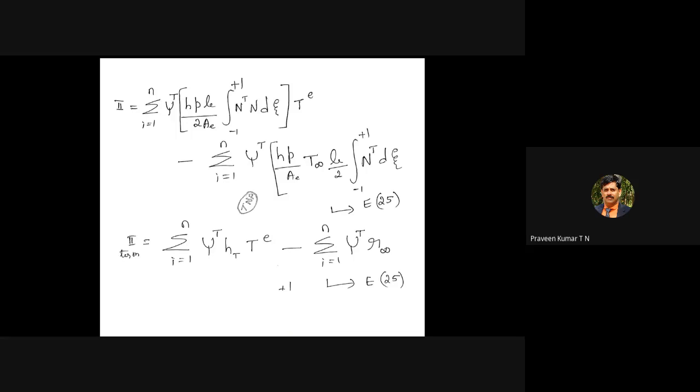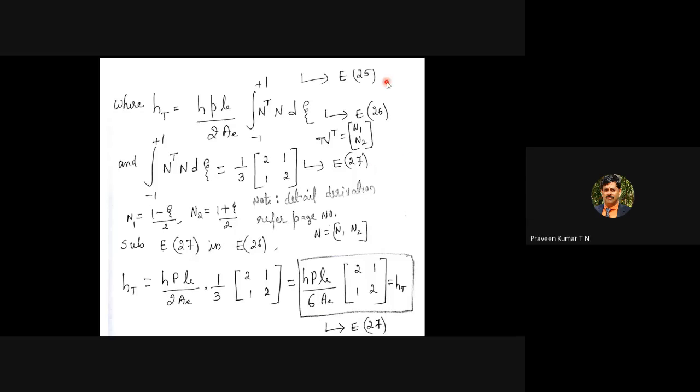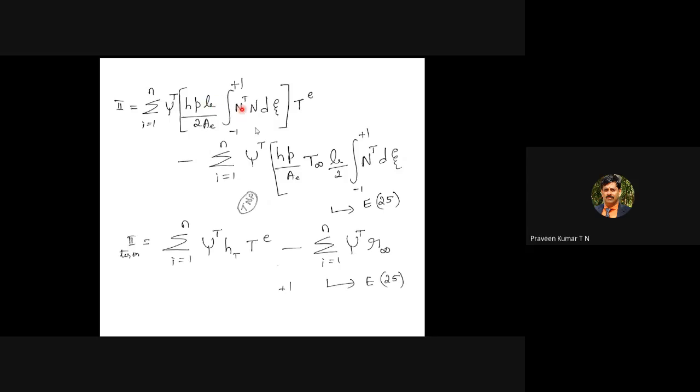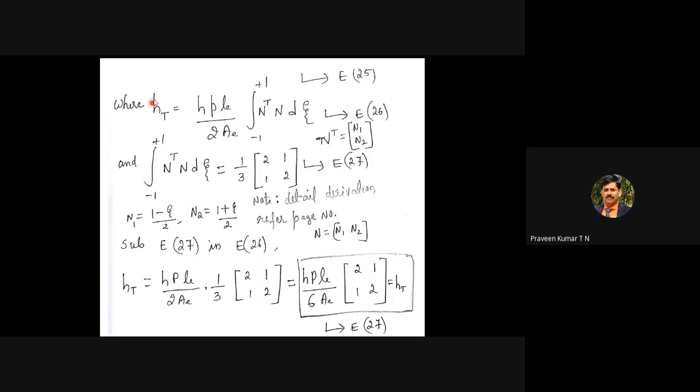N2 is (1 plus xi) divided by 2. After substituting all those things and if you integrate, you will get a column vector, as shown here. So finally we end with this term, which is nothing but h_t. The complete term within the square bracket is nothing but the convective heat transfer matrix. H refers to the convective heat transfer coefficient, which is a single number, but h_t refers to the convective heat transfer matrix.